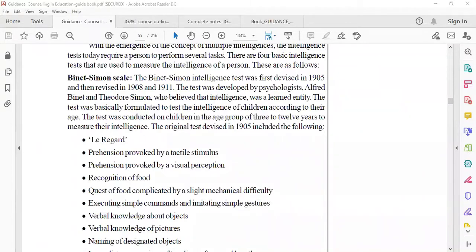And these tests include different types of activities. That is "regard", a French word that means to view, to see something, a visualization of something, like it is provoked by the art, tactile stimulus, apprehension, and likewise visual perception, recognition of food. Likewise, there are verbal knowledge of objects, verbal knowledge about the picture, and naming of designated objects. There is a list of components of an intelligence test that had been used by Alfred Binet.